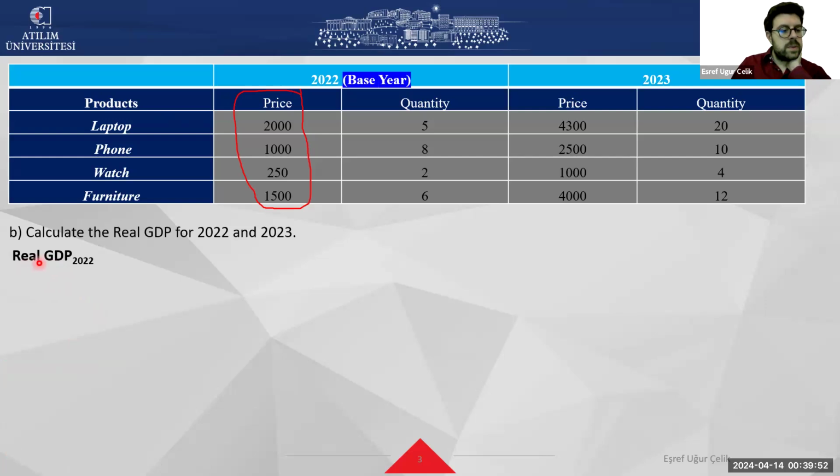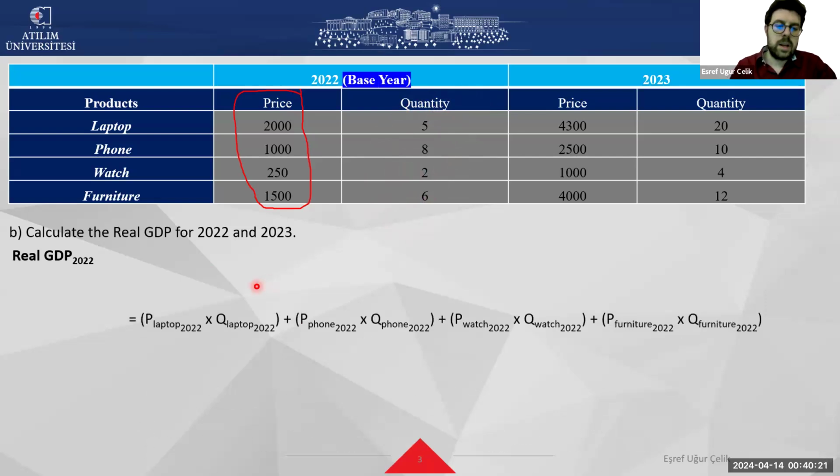So, real GDP 2022. For the price of each good, we take the price of 2022. For the quantity, we take the year I asked you. It looks like the nominal GDP of 2022. It's logical. In the base year, the nominal GDP equals the real GDP. That's why these look equal. Okay.